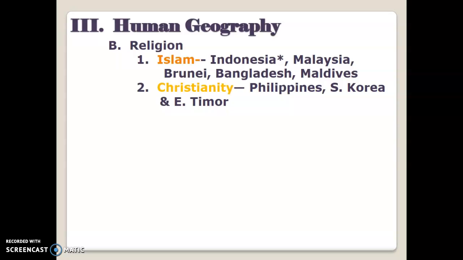South Korea also has a strong connection with the United States, and they practice Christianity. And East Timor, since it was colonized by Portugal, they were Catholic, and so they are a Christian country as well. And so they're going to be yellow on my map.